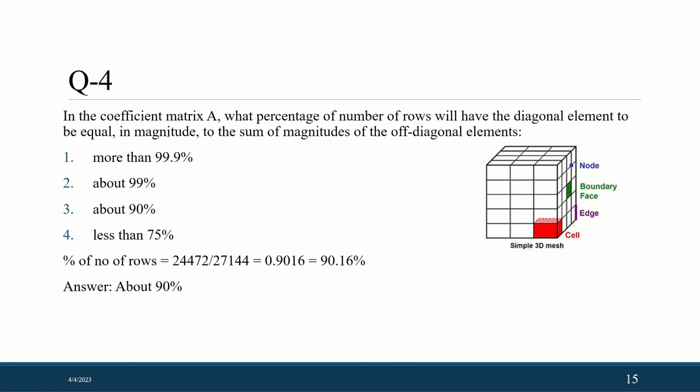So this again is that, in the coefficient matrix A, what percentage of number of rows will have the diagonal element to be equal in magnitude to the sum of the magnitudes of the off diagonal elements?